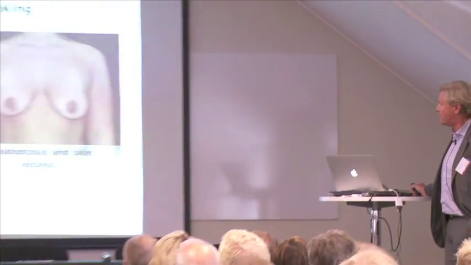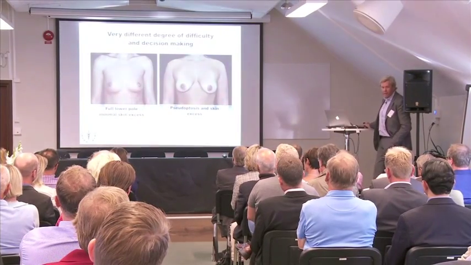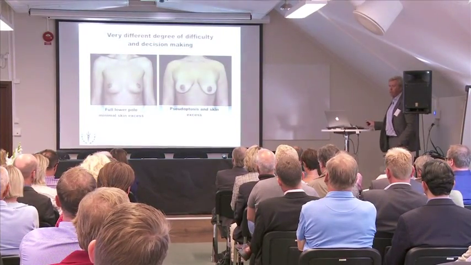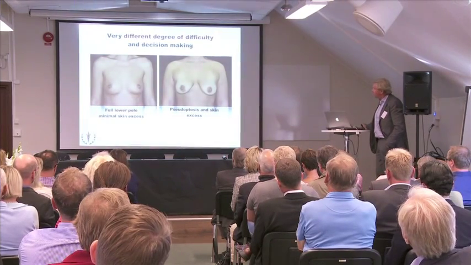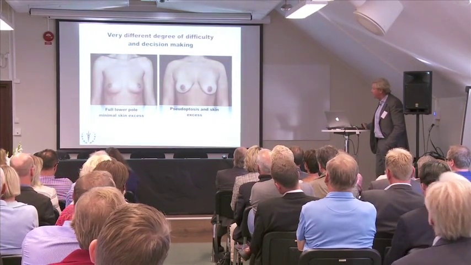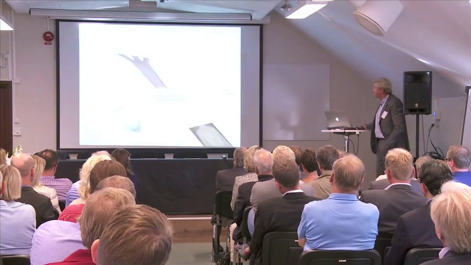Now obviously when we see patients we know that there are severely different degrees of difficulties in decision making. So we have the patient on the left here. She has a full lower pole and she has very minimal skin excess. And that's a straightforward, simple case where anybody with a relatively arbitrary planning can get a good result. The patient on the right side here, however, she has a pseudoptotic breast with skin excess. And how do we deal with these patients?